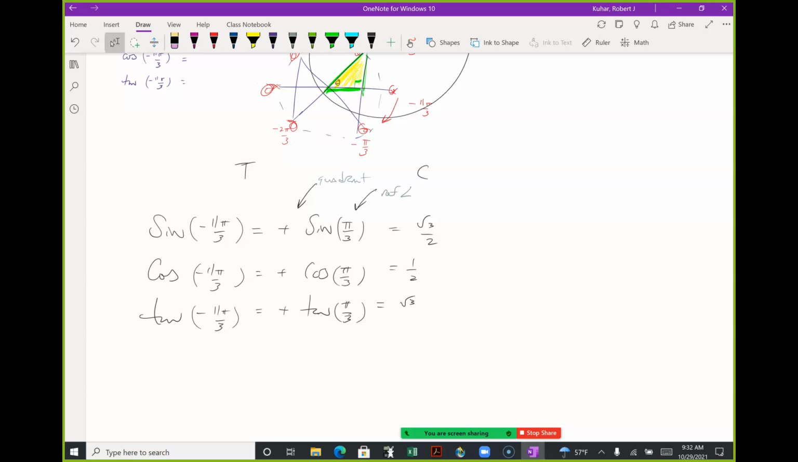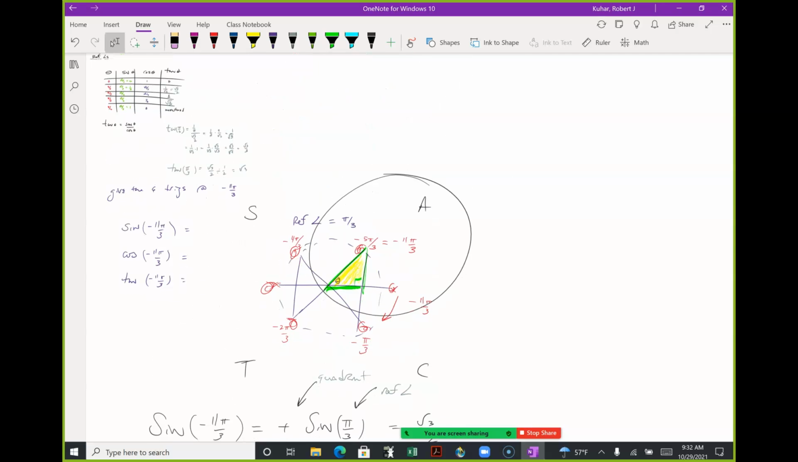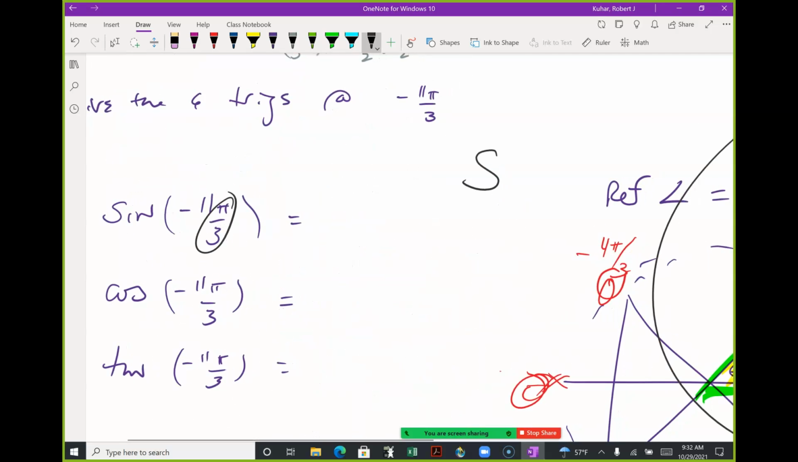Pretty easy, right? Yeah. Can you just explain how you find the reference angle? Yeah. I just look at the angle and decide pi over 3. So basically it's pi over that denominator is the reference angle. Right.